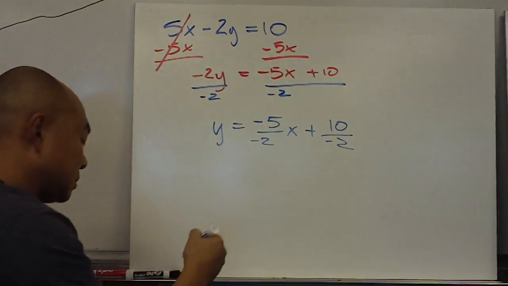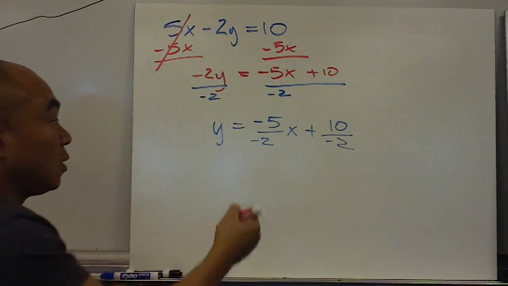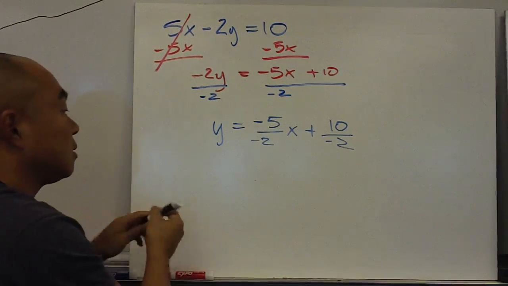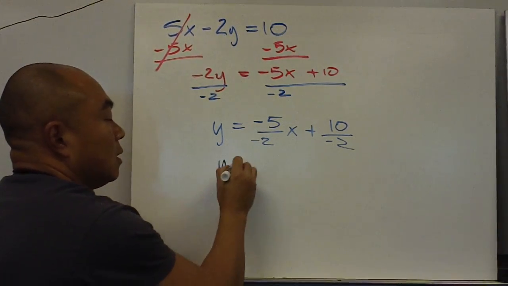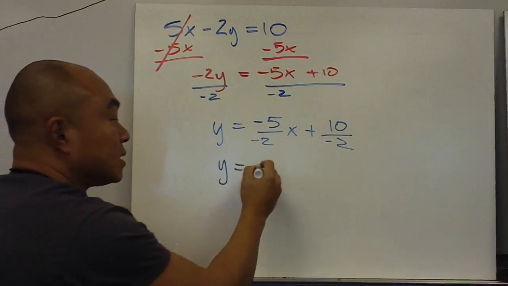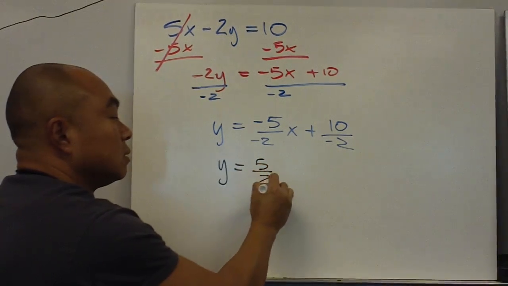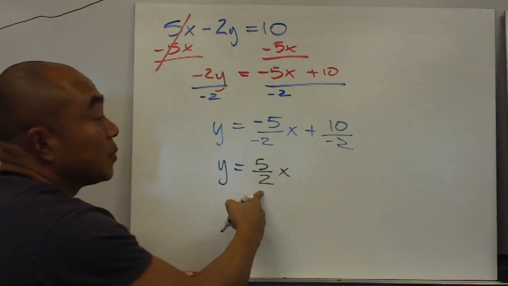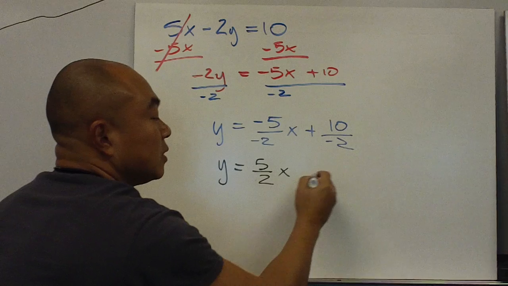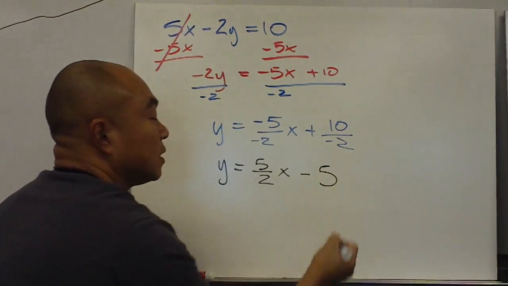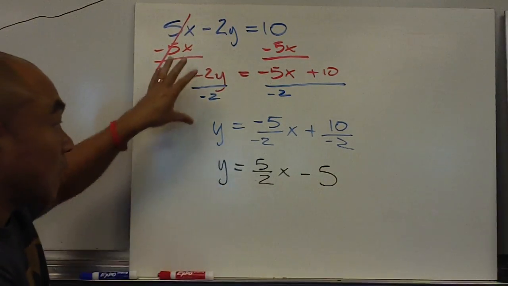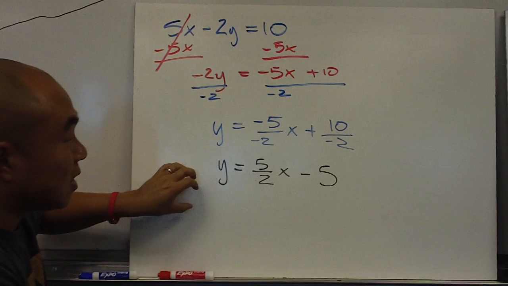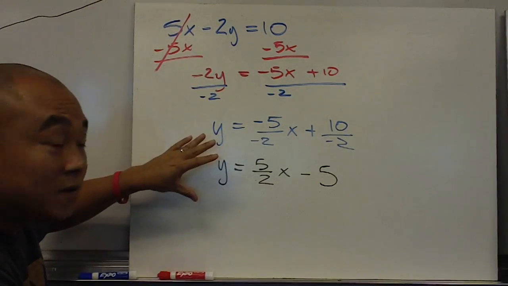So here, let's rewrite. When you rewrite this, it's going to look like y, and a negative divided by negative is a positive, so it's 5 over 2 x, which is our m, that's our slope. And then 10 divided by negative 2 is going to give us negative 5. All right, now this is probably the hardest one to get that concept together, so I do want you to rewind if you need to.